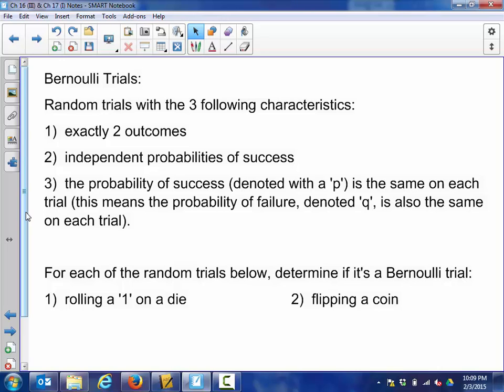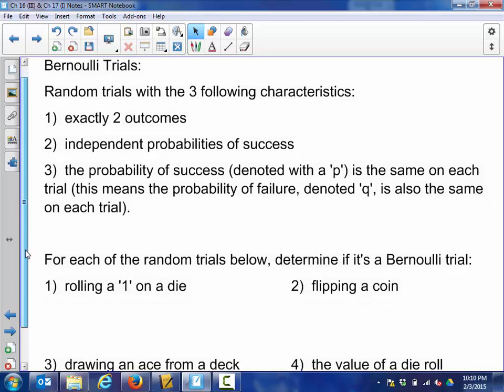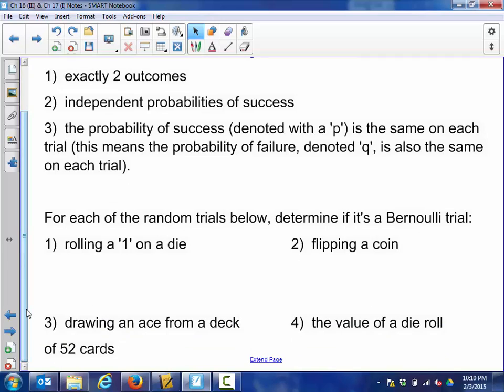It's got these three conditions: two outcomes, always two, never fewer, never more. Independent probability of success, so success or failure in a subsequent trial doesn't affect future trials. And then third, the probability of success is the same on each trial, and the probability of failure, which we denote Q, is also the same. So P is for success, Q is for failure. To make sure that we understand what a Bernoulli trial looks like, for 1 through 4 here, let's determine if it is Bernoulli.